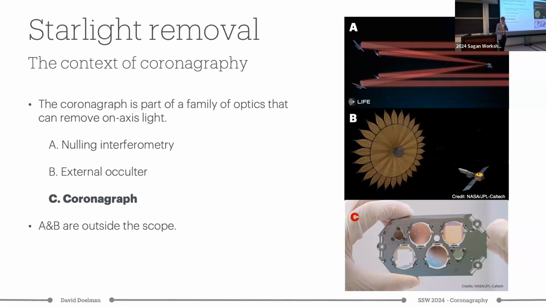Now, there are a few ways to remove light that comes in at a different angle. It's nulling interferometry, an external occulter, and the coronagraph. I'll only be talking about the coronagraph today. Coronagraphs are optics that you have inside your instrument, which are usually like 10 millimeters or a few tenths of millimeters in size. So not something like this.